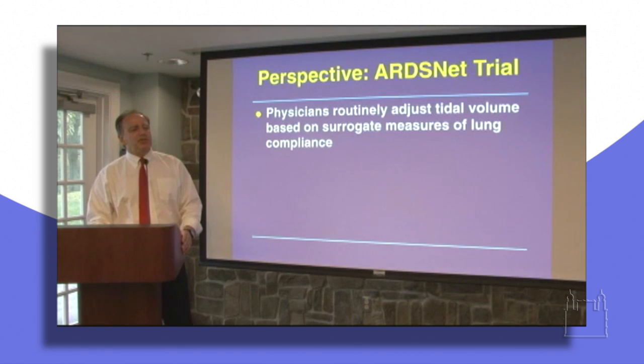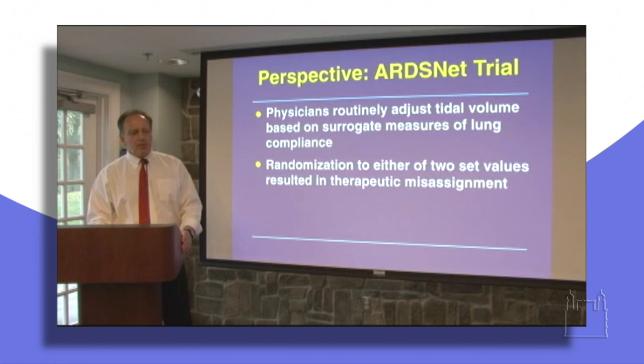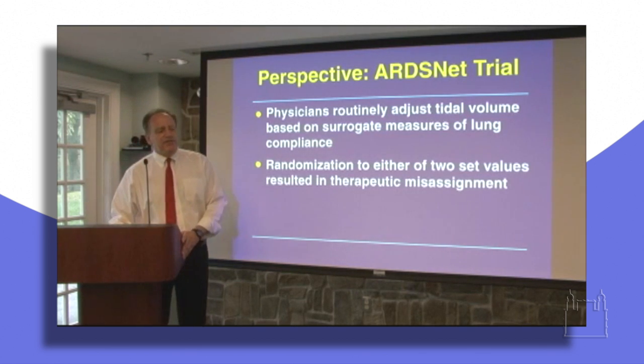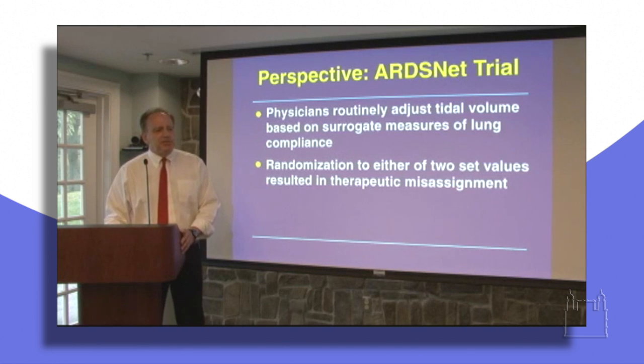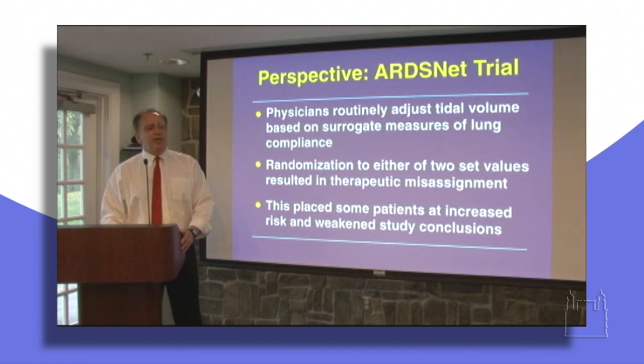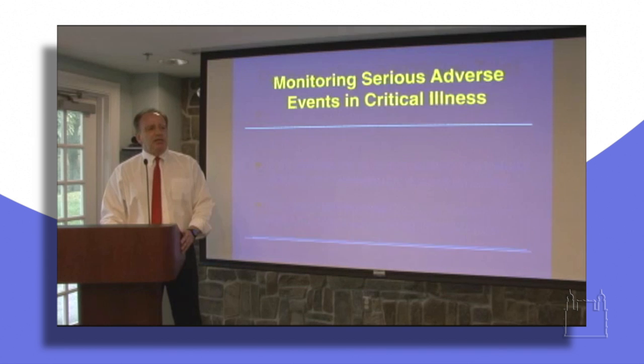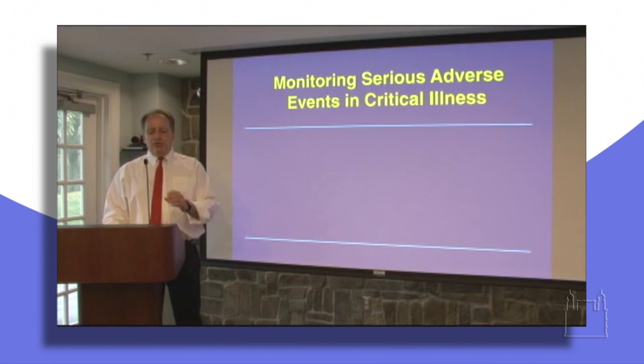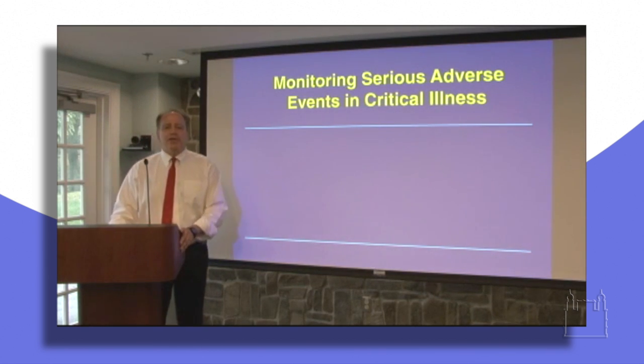So physicians routinely adjust tidal volume based on surrogate measures of lung compliance. Randomization to either of two set values resulted in therapeutic misassignment. This placed some patients at increased risk and weakened study conclusions. I told you in the beginning I was going to return to why we need controls.